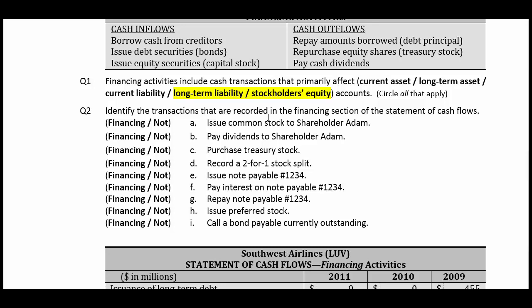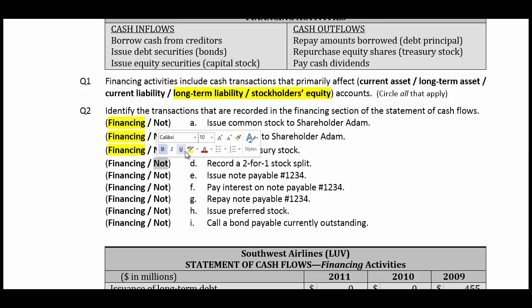Now, which of the following transactions are financing activities? Issue common stock to shareholder. Financing. Pay dividends to shareholder. Financing. Purchase treasury stock. Financing.